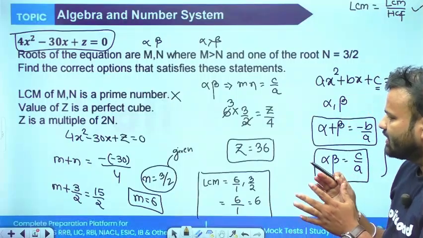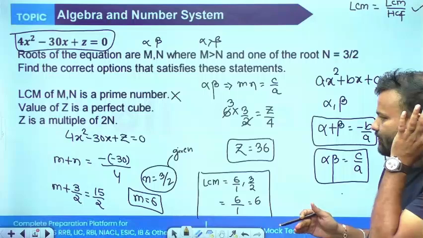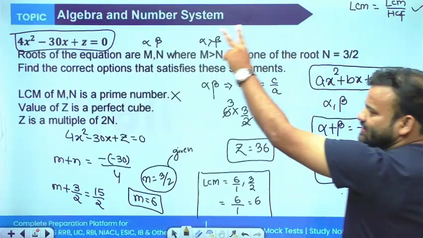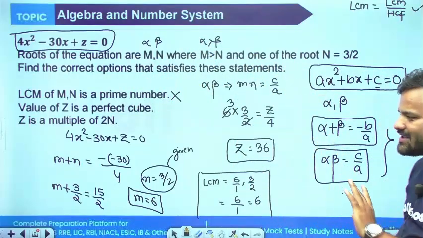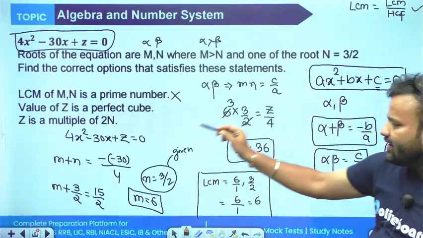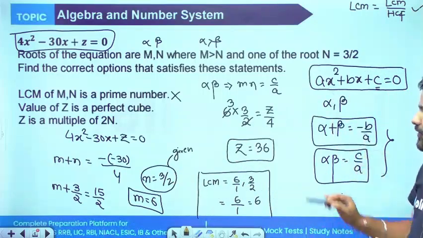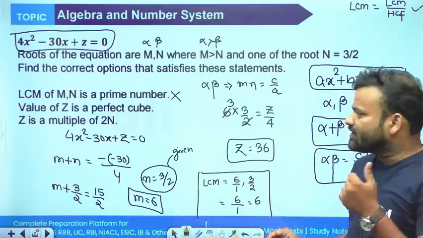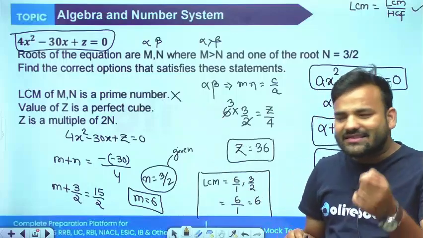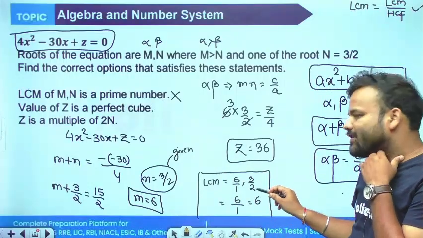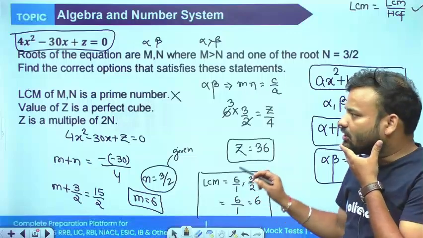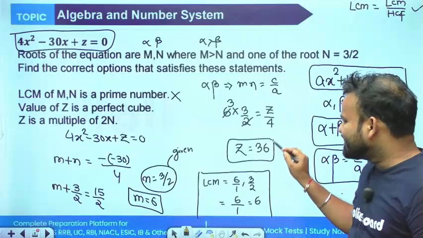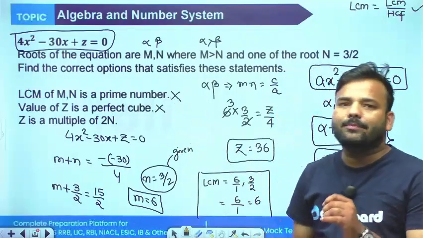Again, let me go over the entire thing again. This is a very important relationship. Based on this relationship, on comparing this with the general equation which is given, I calculated the sum of roots, that is equal to minus b by a, and the product of roots, that is equal to c by a, from where I calculated the value of m, n was given, and calculated the value of z. Now the first statement is: LCM of m and n is a prime number. So m is 6 and n is 3 by 2. The LCM of these numbers is 6, which is not a prime number. The next: the value of z is a perfect cube. Is z a perfect cube? Z is 36, so 36 is not a perfect cube, it is rather a perfect square.